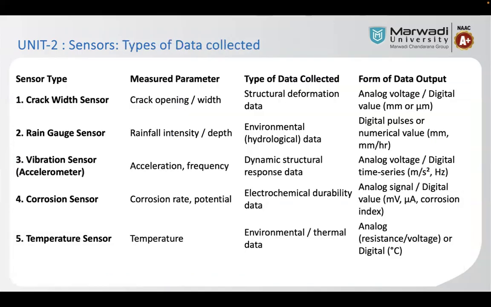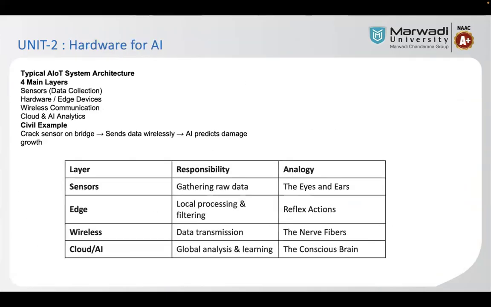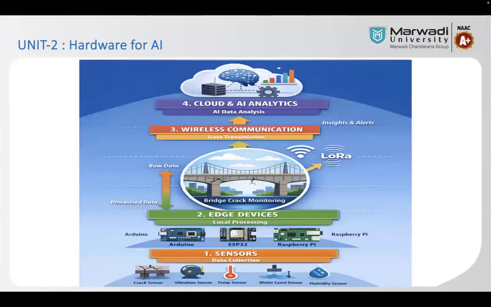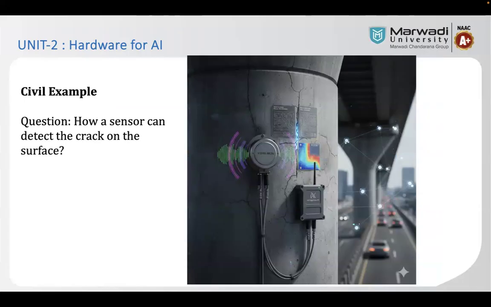So this is a list of the sensors according to their data format in which they are going to provide us the output. So all this we have seen earlier. We also discussed the architecture for the typical AIoT system, which includes four layers: sensors, edge, that means machines, the wireless communication, and cloud storage. So this is what exactly I demonstrated in the class. This is just to refresh where exactly we stopped in the last class.